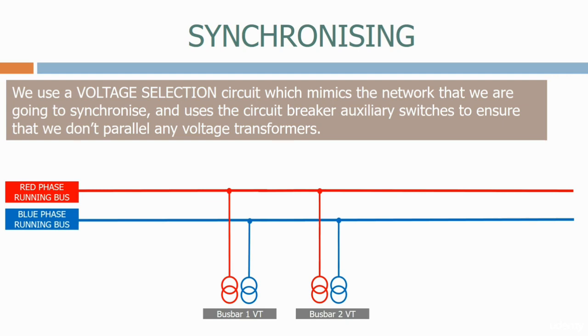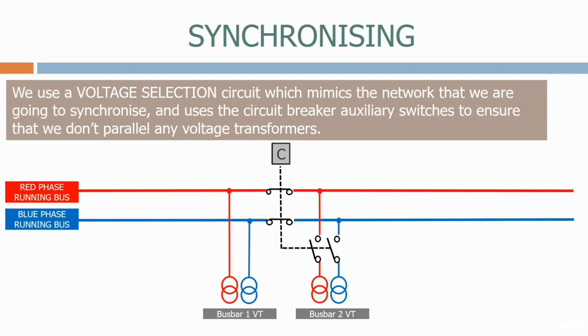As we said previously, we cannot parallel voltage transformers. So what we do is, we use the auxiliary switches from circuit breaker C to separate the circuit. When circuit breaker C is open, each voltage transformer feeds its own busbar. When circuit breaker C is closed, we prioritize one of the voltage transformer supplies and disconnect the other. In this case, we prioritize the voltage transformer for busbar number 1.